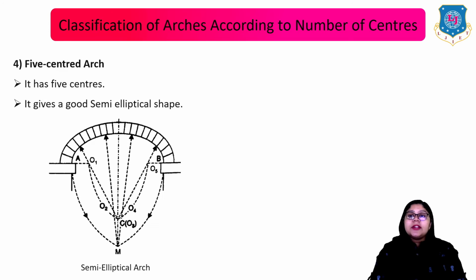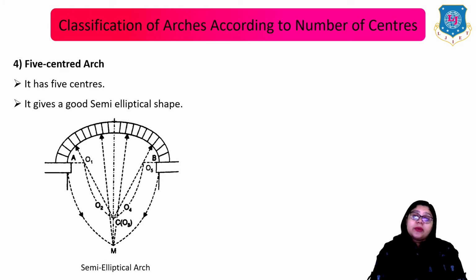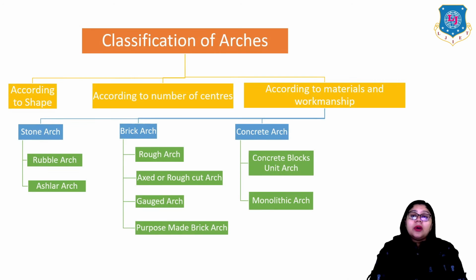Now the last one is the 5-center arch. It has 5 centers. It gives a good semi-elliptical shape as shown in this figure. So now with this, we will move to the classification according to material and workmanship.